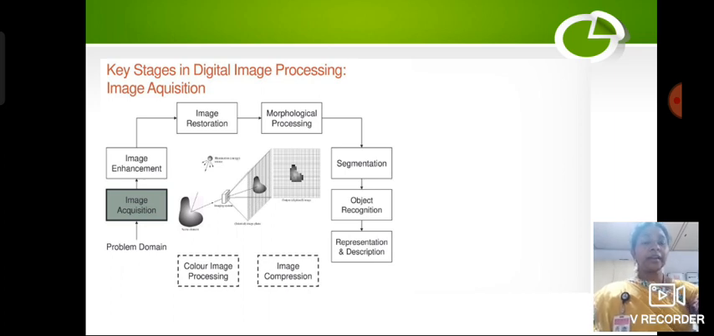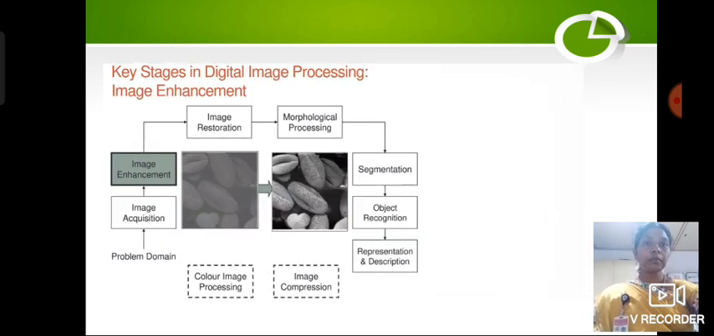But the important things are image acquisition and enhancing the image. This is very important. When you acquire an image, depending on how much we enhance it, we can get good quality of the image, and it is easier to classify the image and to improve its accuracy. So this is the enhancement of the image. This image has to be enhanced.